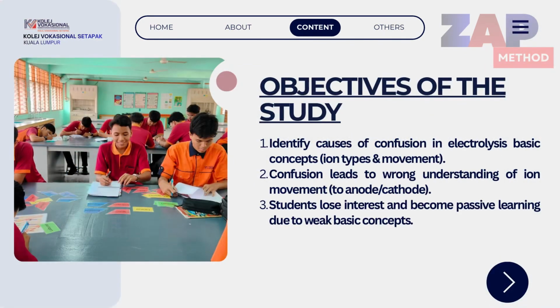The study focuses on three main objectives. First, to identify sources of confusion related to ion types and ion movement. Second, to describe how the ZAP method enhances conceptual clarity. Third, to evaluate the method's impact on student participation, interest, and understanding.